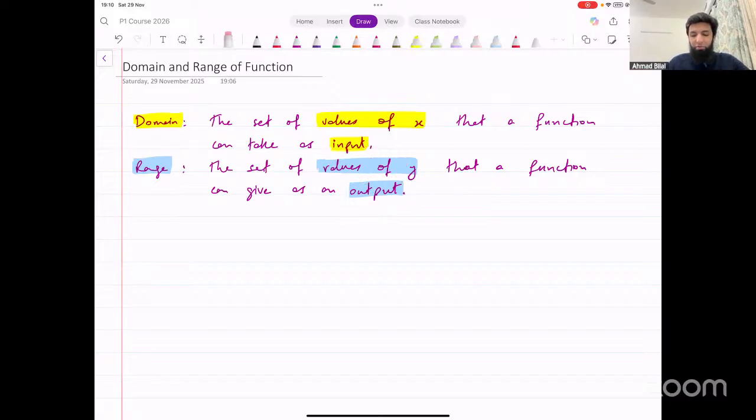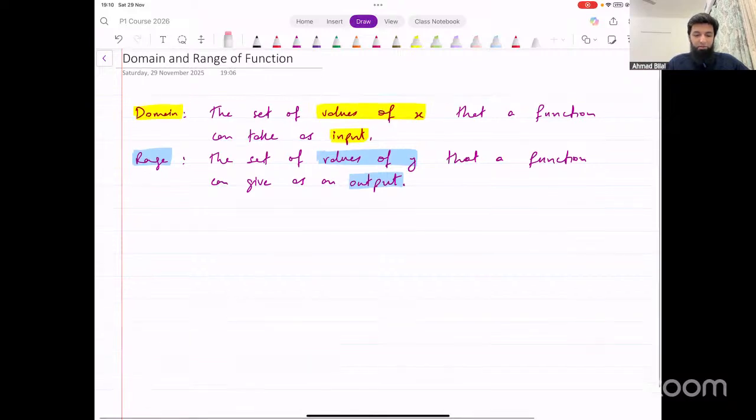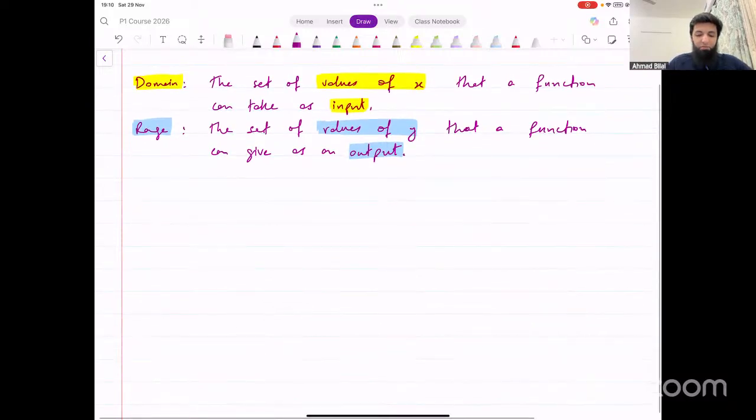Now, what do we need to know about domain and range? Let's talk about both of them one by one. Let's start with domain first of all.